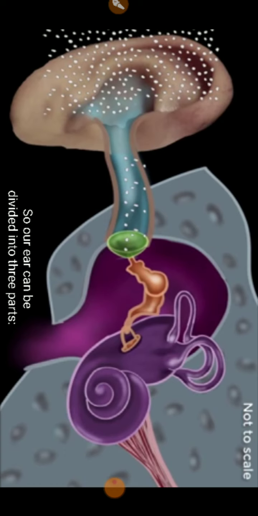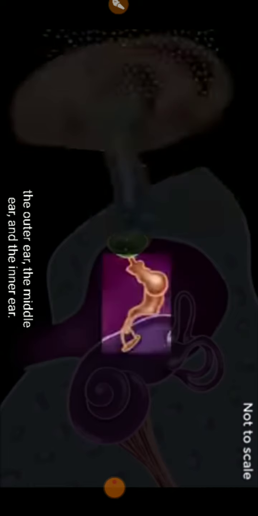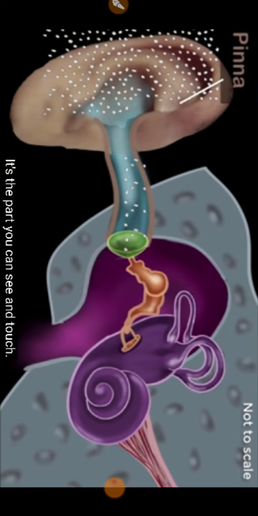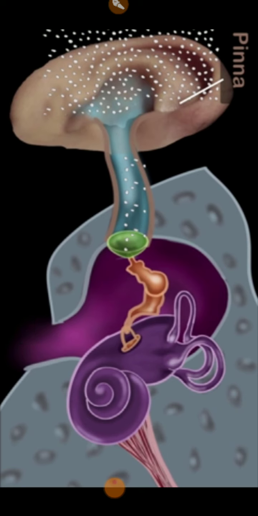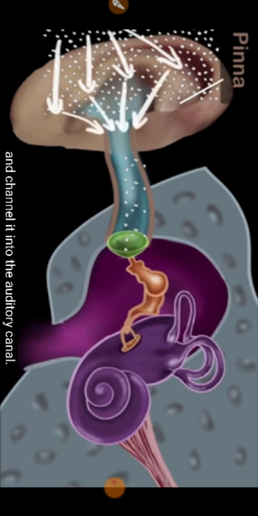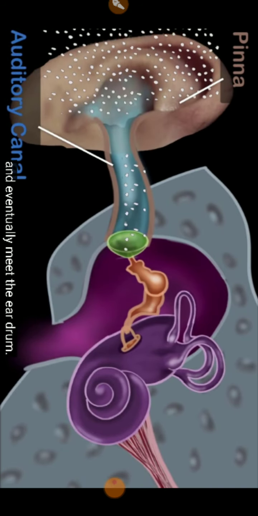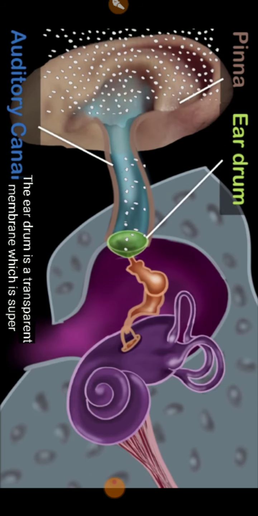So as I have told you earlier, the ear can be divided into outer, middle and inner ear. Okay, so the outer ear starts with the pinna, as we have already discussed. It is the part that we can see and we can touch. Its job is to collect the sound and put it into the ear canal, the auditory canal. Now the sound waves will pass through this canal and the eardrum will start vibrating.